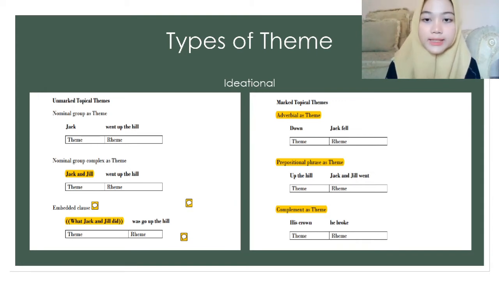All right, let's see the second one. Prepositional phrase as theme: "Up the hill, Jack and Jill went." Up the hill is the theme, and Jack and Jill went is the rheme. Let's see the last one. Complement as theme: "His crown he broke." His crown is the theme, and he broke is the rheme.